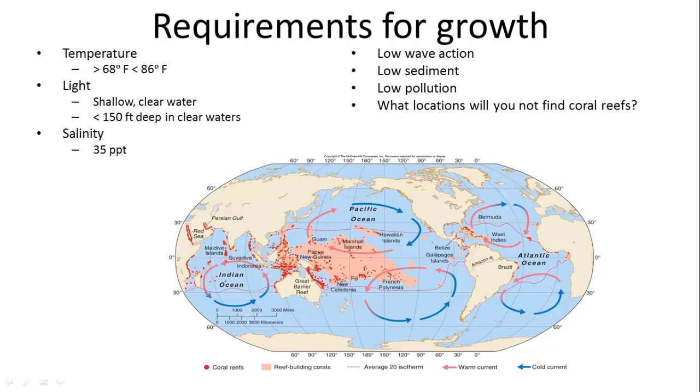They can't have a lot of sediments because that will decrease the water quality, and pollution affects them a lot too. So you aren't going to find coral reefs in these northern latitudes where it's too cold, or near rivers where you have too much sediment, or where the currents are really strong, or really, really close to the shore where the waves crash into the shore.